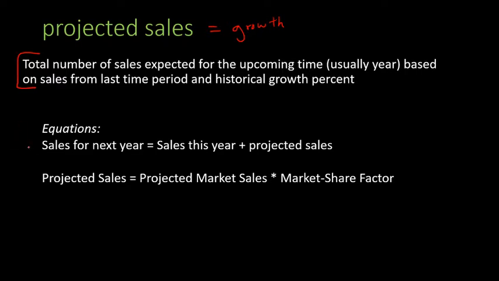Okay, and there are two equations that we associate with projected sales. One is sales for next year, one is projected sales. So if we look at this sales for next year equation, it's equal to sales this year plus projected sales. In other words, whatever your base is, plus some percentage that we think will grow by. Projected sales, again, is that percentage that we think will grow by, and it's found by multiplying your current sales by a certain percentage. And again, if that's not clicking, that's okay. This will make much more sense when we look at an example. So let's get to it.